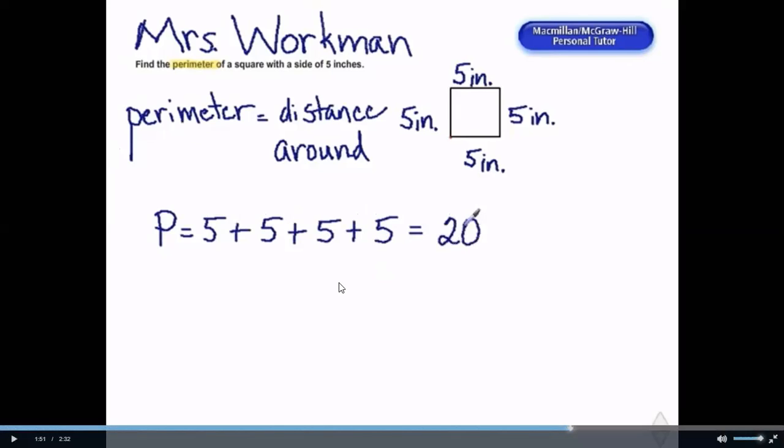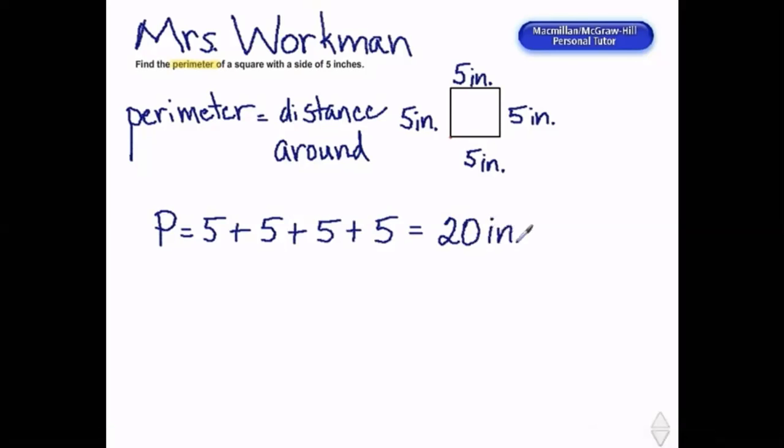As you see, the first way I can find the total around the shape: 5 plus 5 plus 5 plus 5, the total distance. The answer will be 20. This is the first way. Okay? So that tells me that the perimeter is 20 inches.